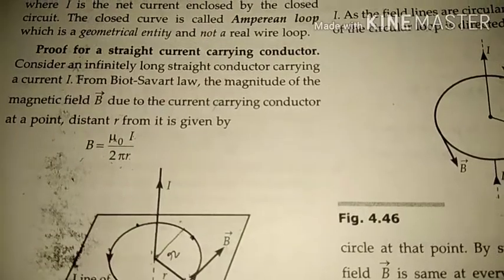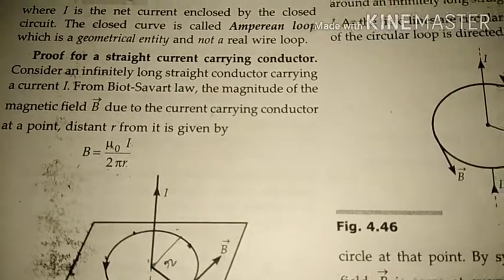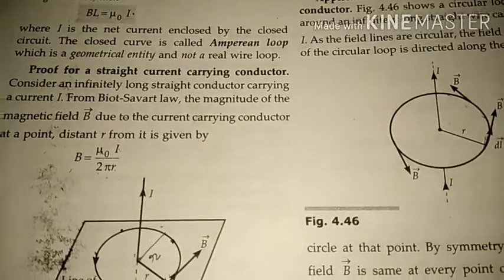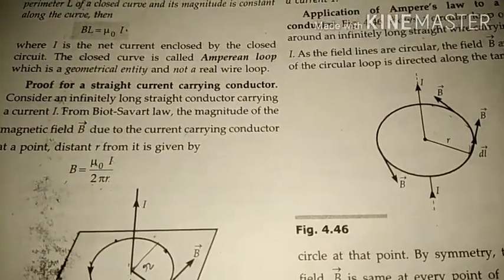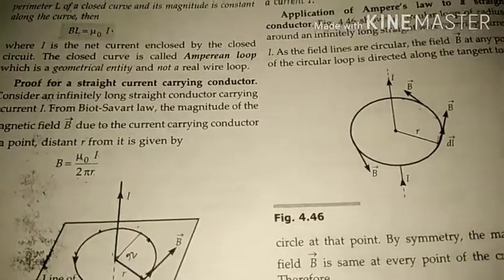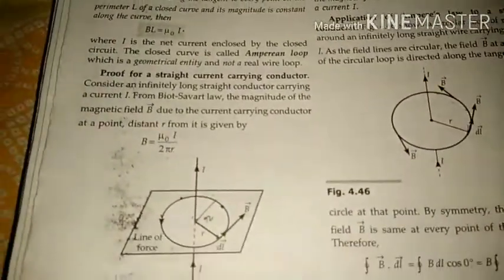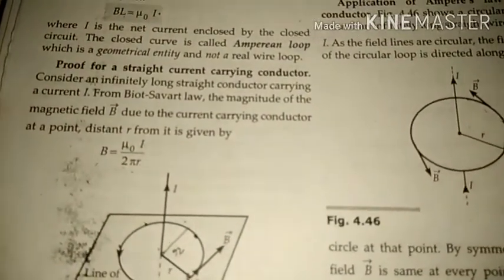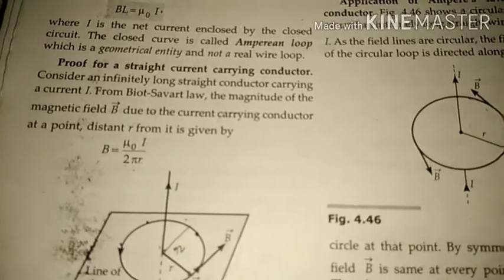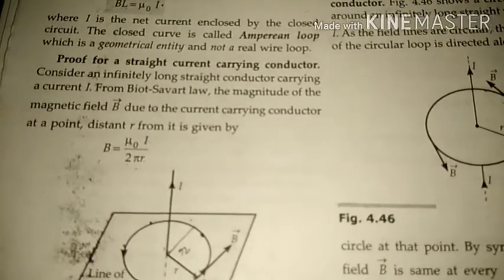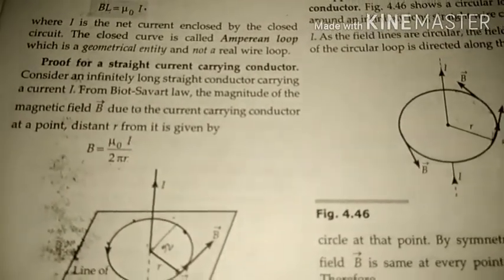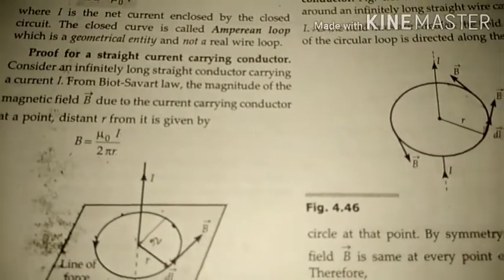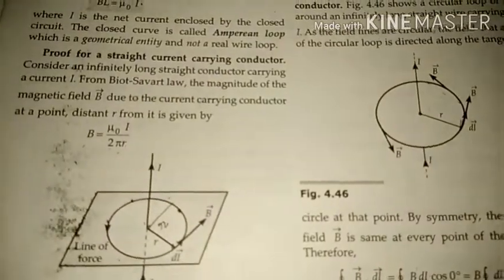The polarity of the solenoid, that is, which end will be the north pole or south pole, can be determined by using the clock rule or Ampere's right hand rule. Clock rule means anti-clockwise or clockwise direction. We know that anti-clockwise means north pole and clockwise direction means south pole. So using either the clock rule or Ampere's right hand rule, we can determine the polarity at any end of the solenoid.